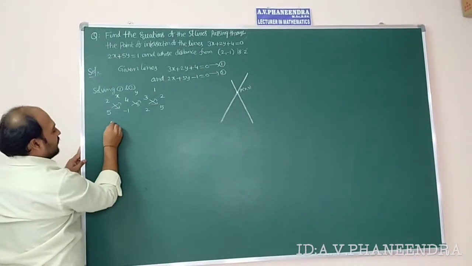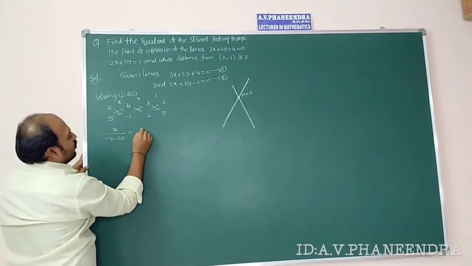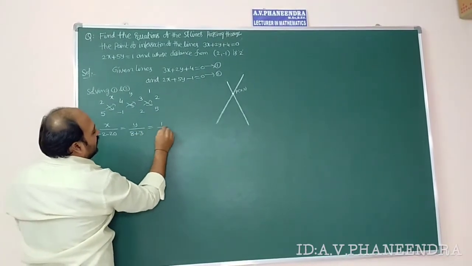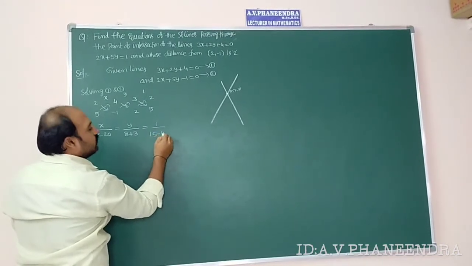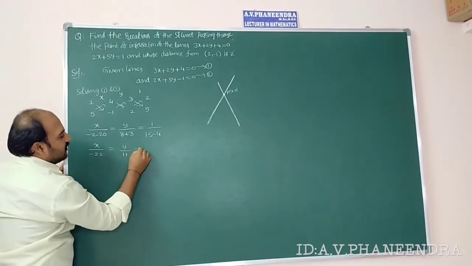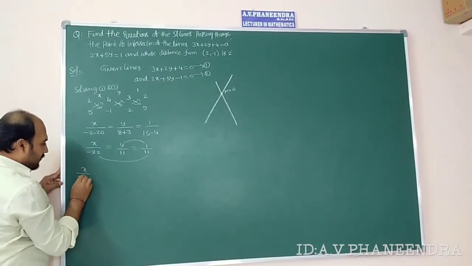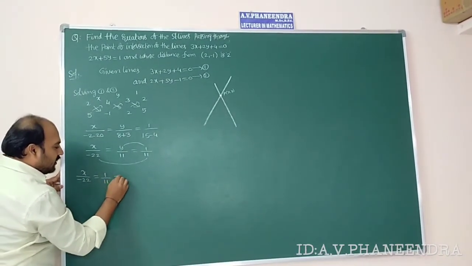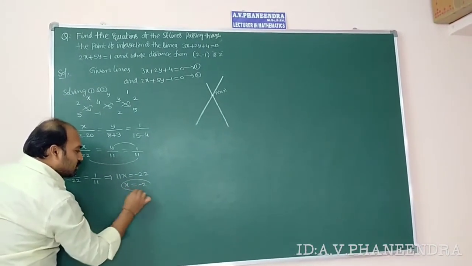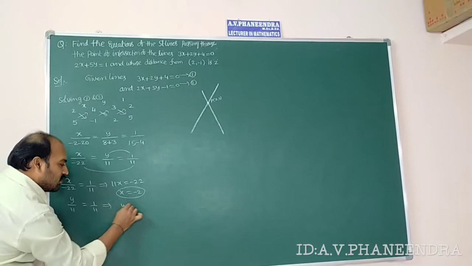2 by 2 matrix. That means x divided by (minus 2 minus 20) equals y divided by (8 minus minus 3) equals 1 divided by (15 minus 4). So x divided by minus 22, y divided by 11, is equal to 1 by 11. Equating these two, x by minus 22 is equal to 1 by 11. Cross multiply, 11x is equal to minus 22, so x is equal to minus 2. Y by 11 is equal to 1 by 11, that implies y is equal to 1.